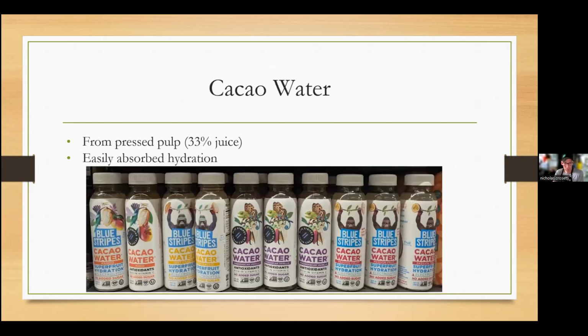Another product they came out with is cacao water, which is like juice, cacao juice from the pressed pulp. Each bottle is like 33% juice. It's just water and cacao juice. The company talks about the hydration benefits and electrolytes of this product, kind of along the lines of coconut water, is where I took it. Again, high in B vitamins, vitamin C, magnesium, manganese, things you may not get just in everyday life.